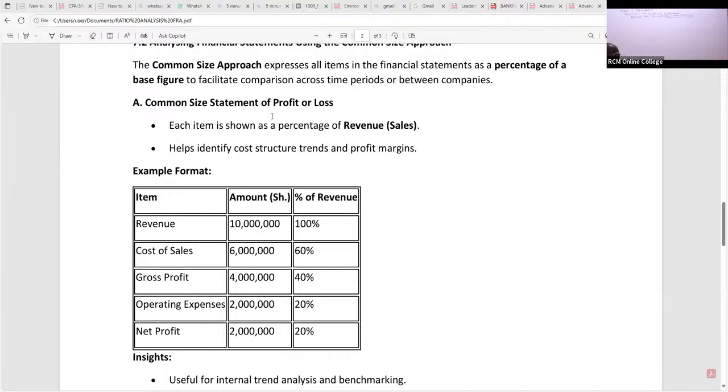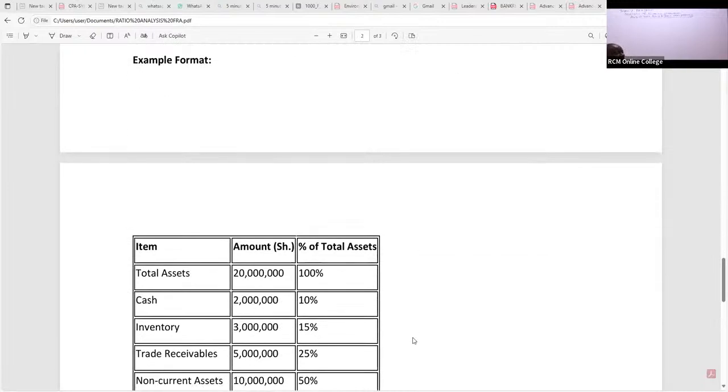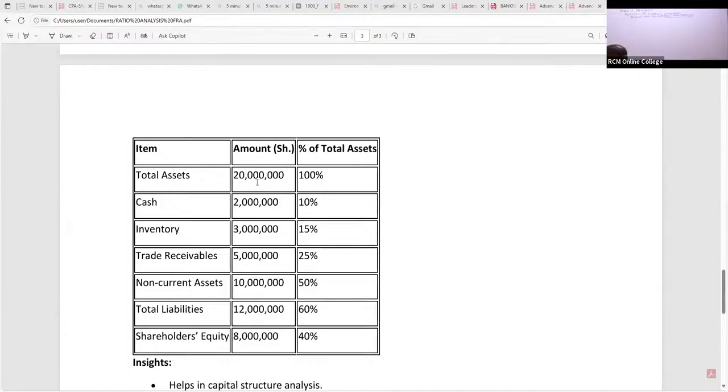So under the common size statement of profit or loss, each item will be shown as a percentage of revenue. If it's operating expenses, 2 over 10 times 100 is 20%. If it's net profit, 2 over 10 again, like that. Yeah. So how about the common size statement of financial position? Each item is presented as a percentage of total assets. Example format: you have here the total assets in your statement of financial position as 20 million.